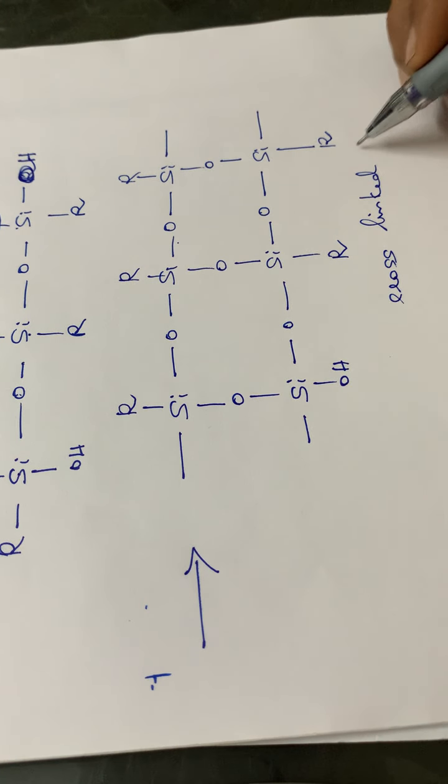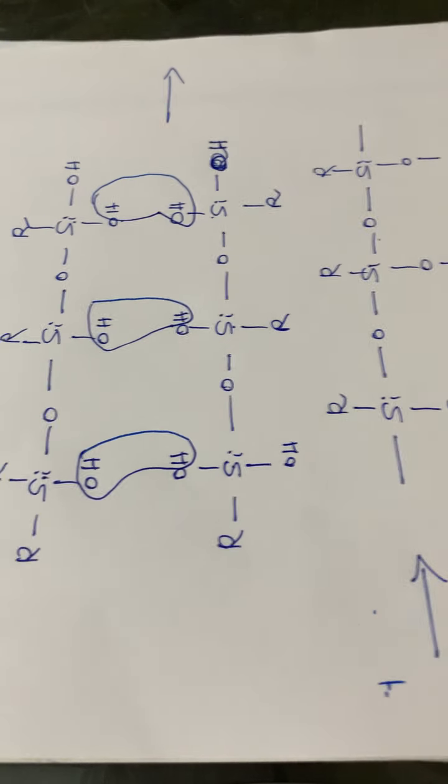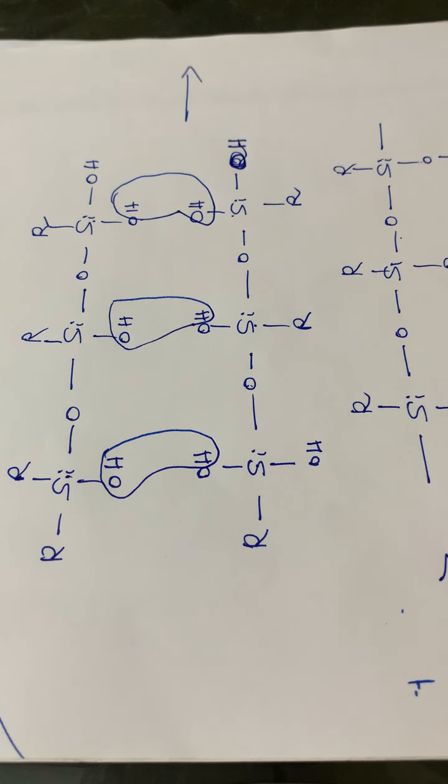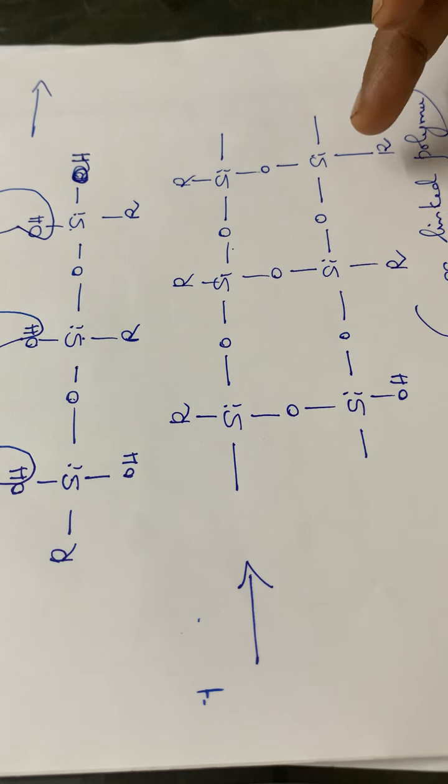A cross-linked polymer is obtained by the hydrolysis of a trichlorosilane, monoalkyl trichlorosilane. Okay, so we will be having a cross-linked polymer, and also you see here it will be stronger compared with that of a straight chain polymer.